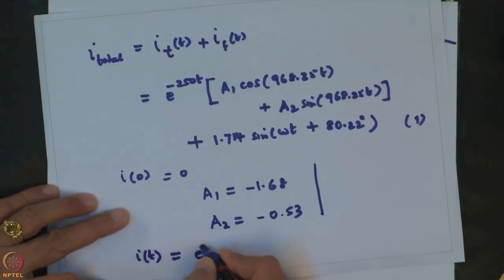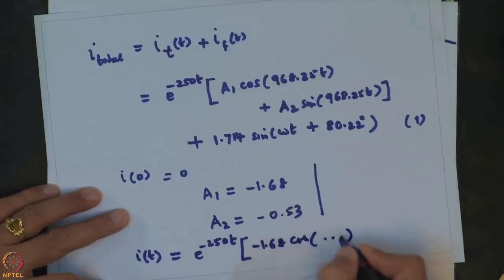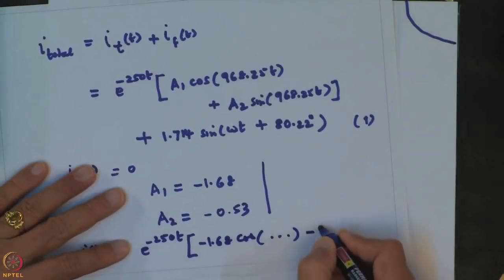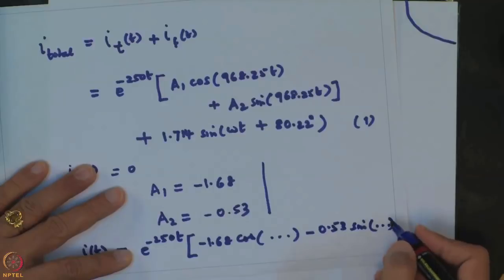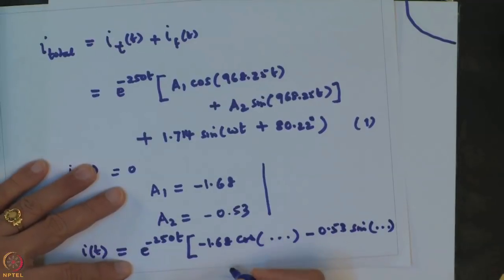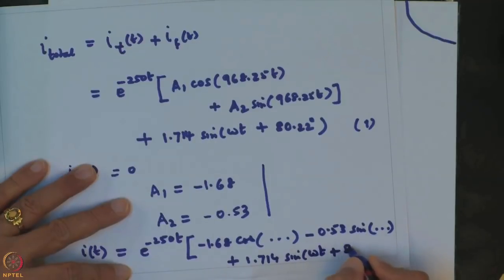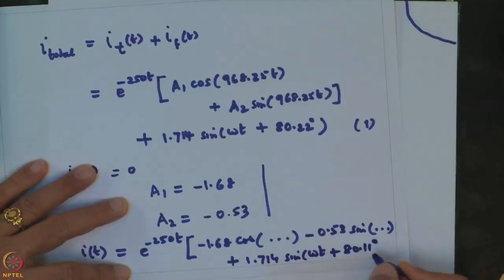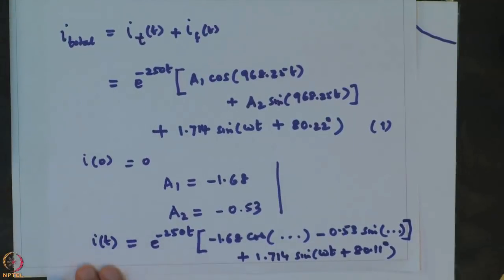The complete response is e raised to the power minus 250t times minus 1.68 cos of the same argument, minus 0.53 times sine of the same argument, plus the term 1.714 sin of (omega t plus 80.11 degrees). This is what would be the final response, and you can always try to plot it and see how it looks.